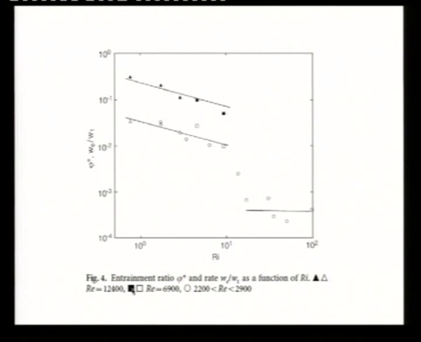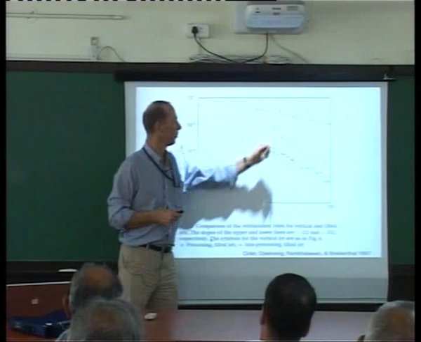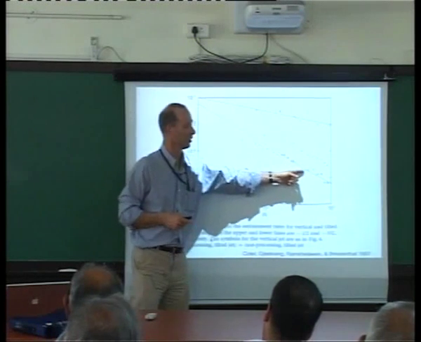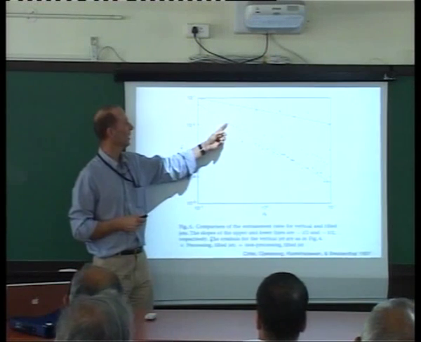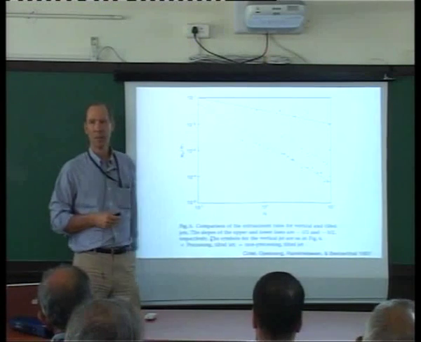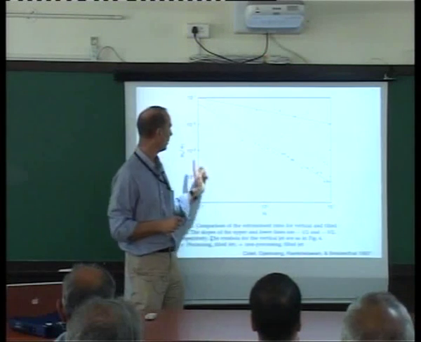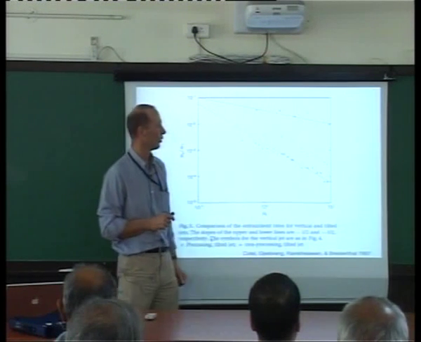The slope of these lines is, as I said, minus a half. That's for the vertical jet. Here are the data for the vertical jet impinging and also the precessing jet. The slope of this line for the precessing jet is minus 3/2. A plot of dimensionless entrainment rate as a function of Richardson number.